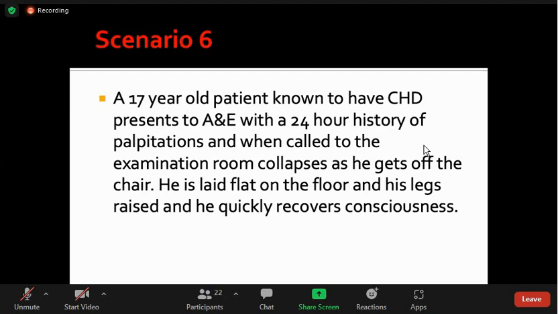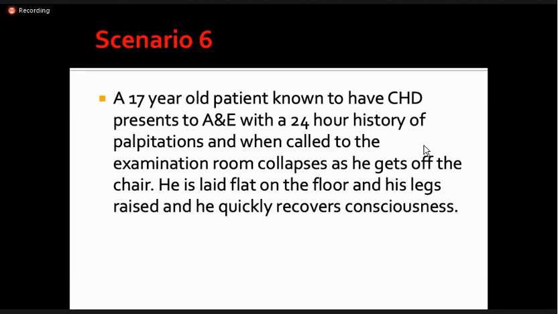So you have this scenario where you have a 17-year-old who's known to your department, known to have congenital heart disease, and presents to A&E with a 24-hour history of palpitations. He's not feeling very well, and you're just calling him in to be examined when he collapses. When he gets up from the chair, he collapses. Immediately he's laid flat and his legs are raised, and he quickly recovers consciousness.